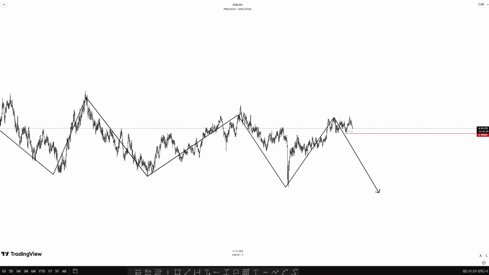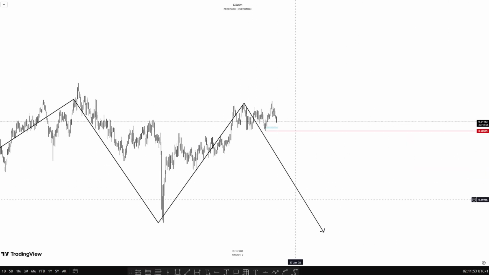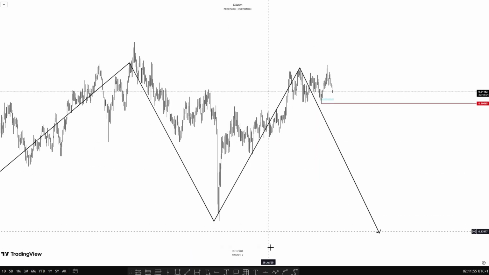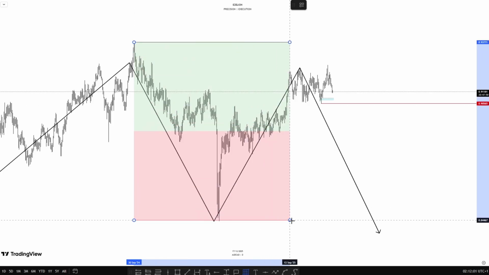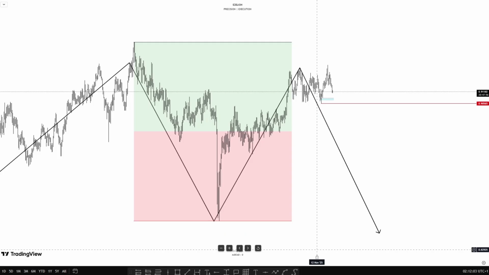So price has now retraced all the way up to premium. This is our last dealing range on the higher time frame. From this place down to this place is our dealing range, right? So what is sitting here is a high.